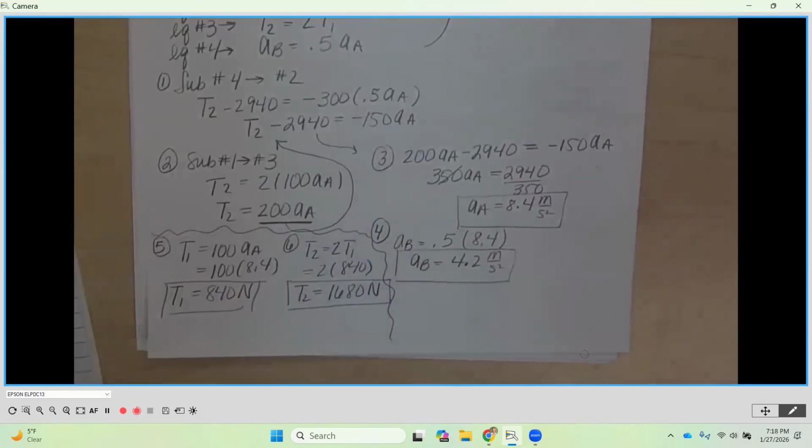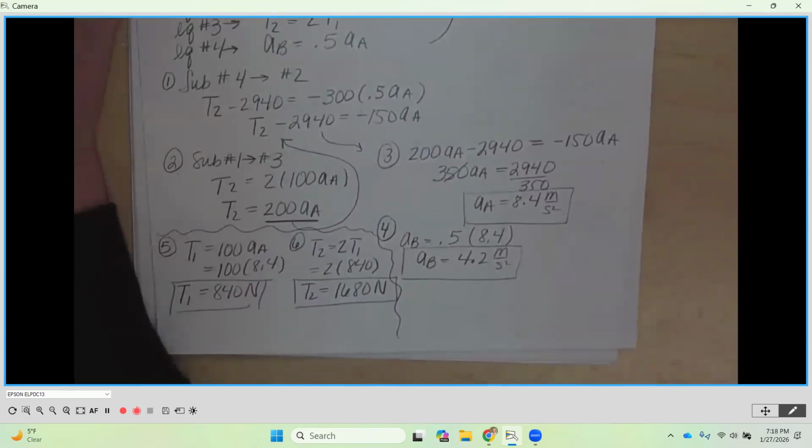Are there any questions at the moment on this sample problem 12.3? Okay. Then I'm going to stop the recording here.